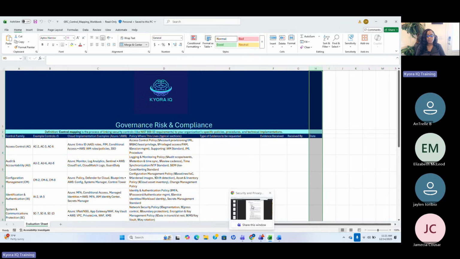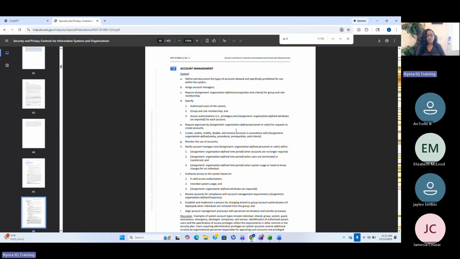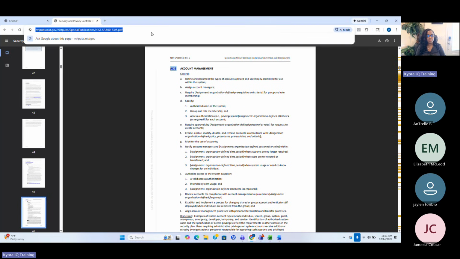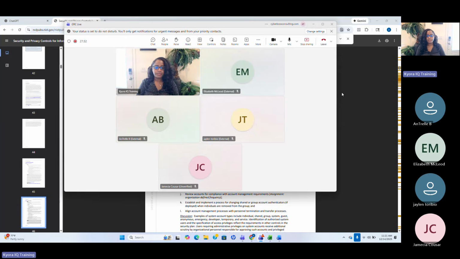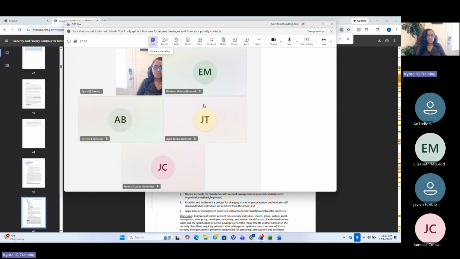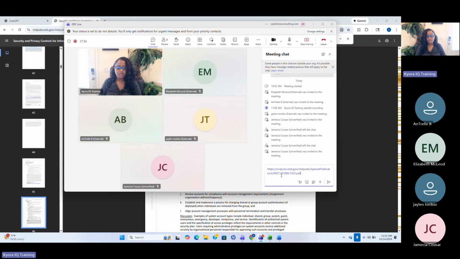What I also have already pulled up is the NIST 800-53 framework. This is the actual document, and I'm going to put it in the chat so that you guys can take a look at it.